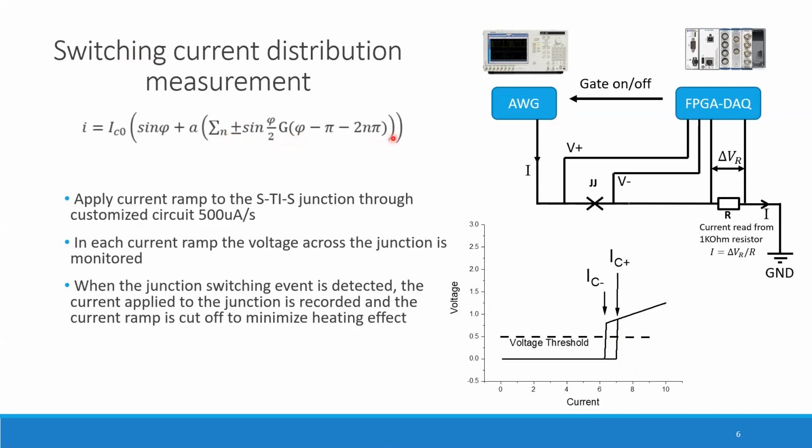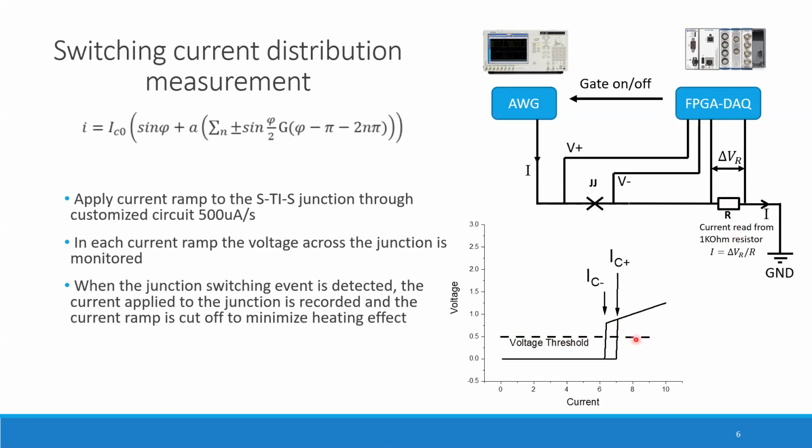So we build a measurement setup as shown in this picture here. We have an arbitrary waveform generator to apply a current ramp through the Josephson junction. And then we have an FPGA-based data acquisition device to monitor the voltage across the junction. We also set a voltage threshold. Whenever the voltage across the junction is above the threshold, we consider the junction switched to the normal state, and then we can record the current going through the junction as the critical current of the junction.